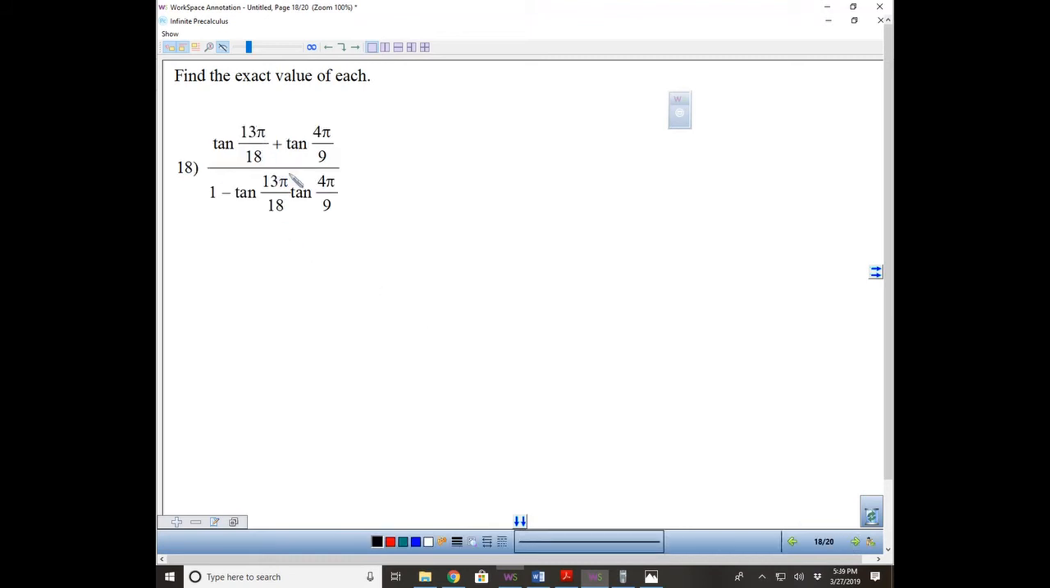All right, this is obviously a tangent formula, and since there's a plus on top, it's the sum. So tangent of 13 pi over 18 plus 4 pi over 9. I add those two numbers together, I get tangent of 7 pi over 6, which gives me square root of 3 over 3.